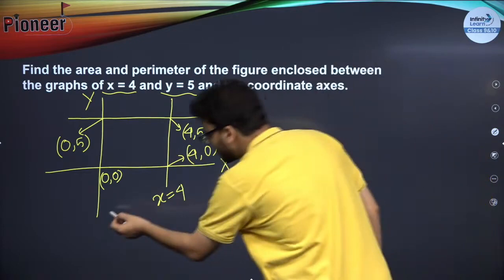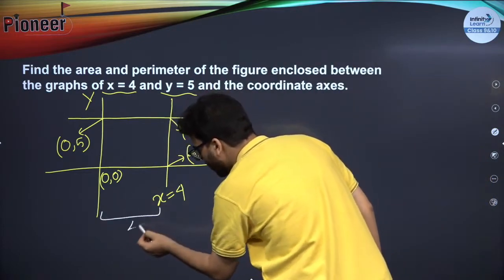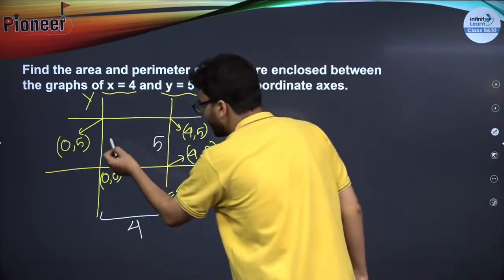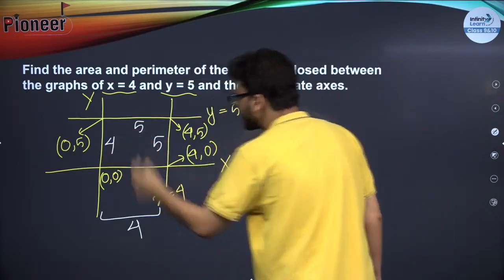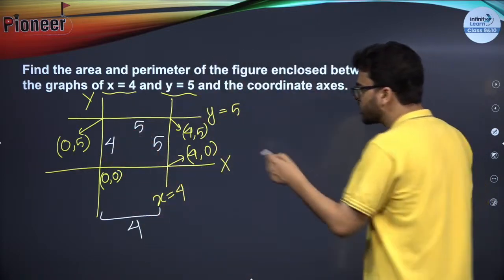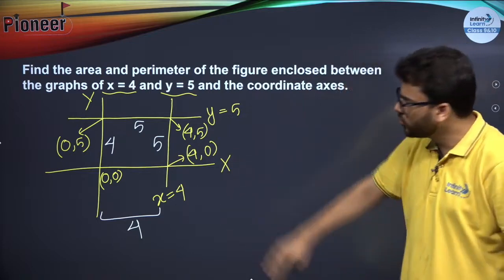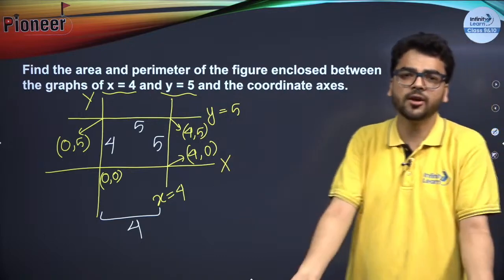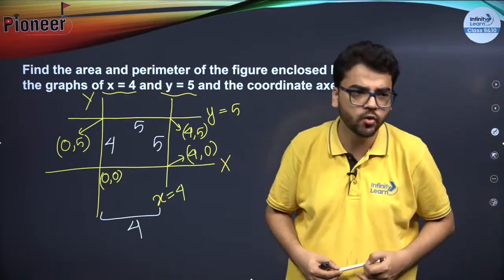So you see, this distance is nothing but 4 units, or not, guys, tell me. And this distance is nothing but 5 units. In the same manner, this is 4 and this is 5. It's a simple question, right? So you can only do this question if you know how to draw the graph of x is equal to 4 and y is equal to 5. If you don't know the graph of it, you'll not be able to do it.